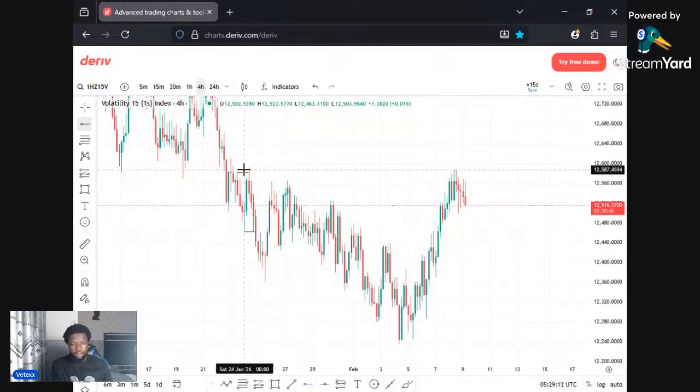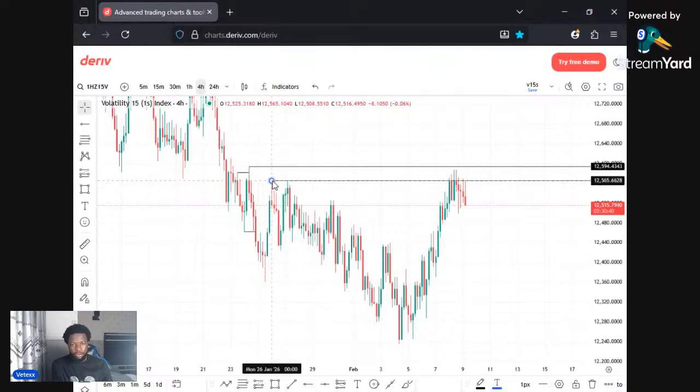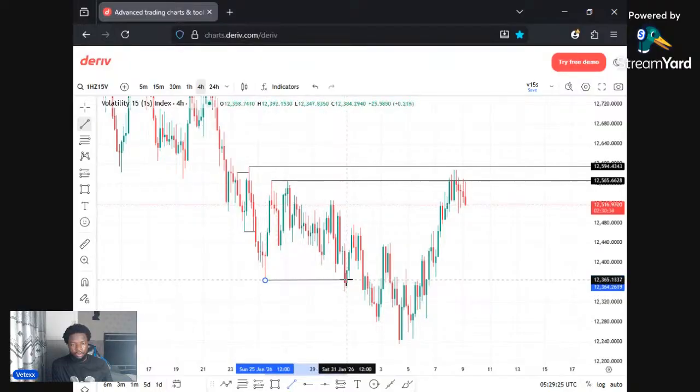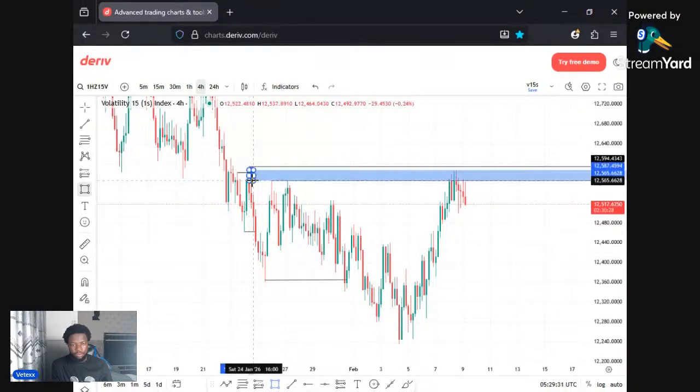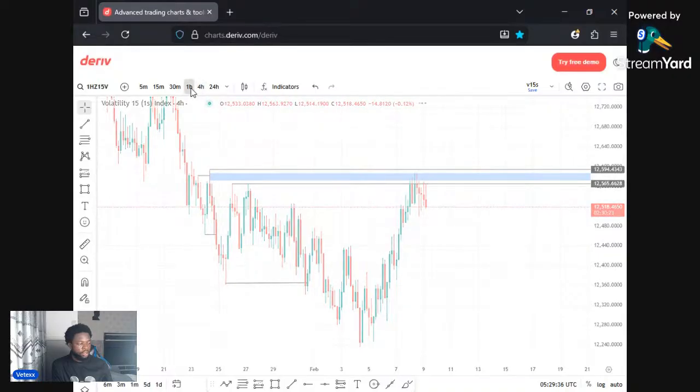Okay, and then this is our protected high. This is what our structural liquidity, which we need to take out, and here becomes what, our second break of structure. So this one becomes what, our point of interest. So what do we do now? Let's go to the 1 hour time frame and check if we see a continuation to sell from there.